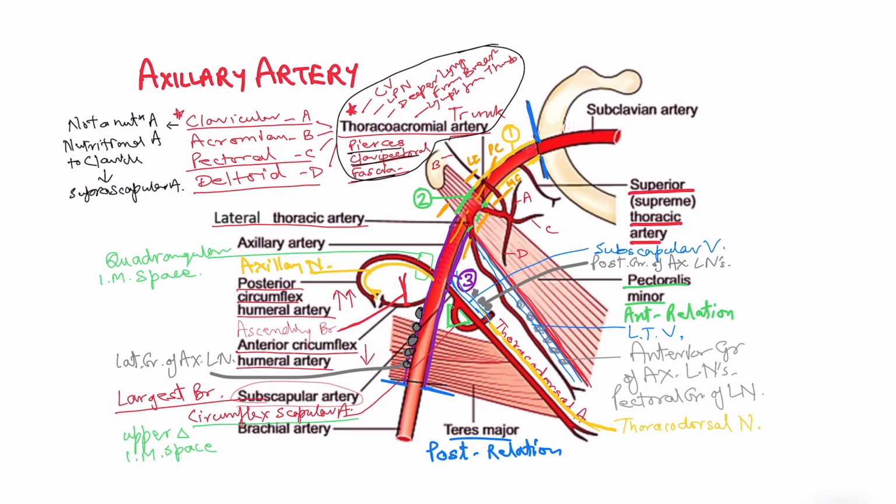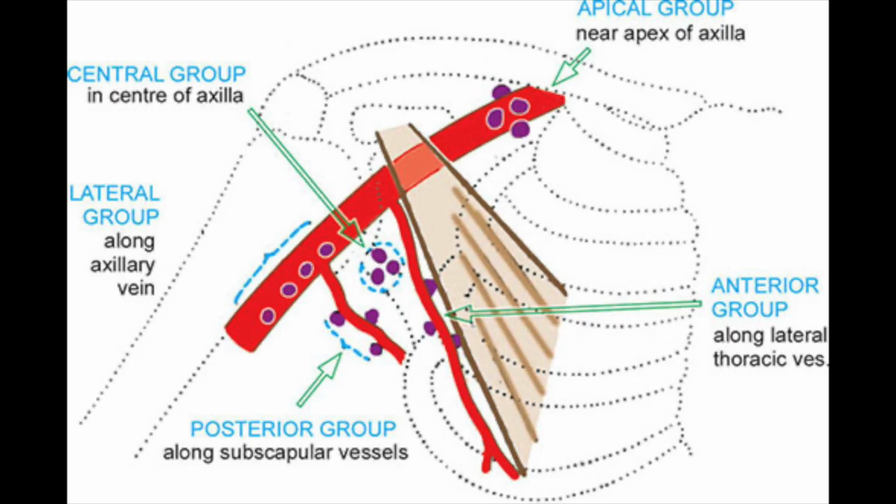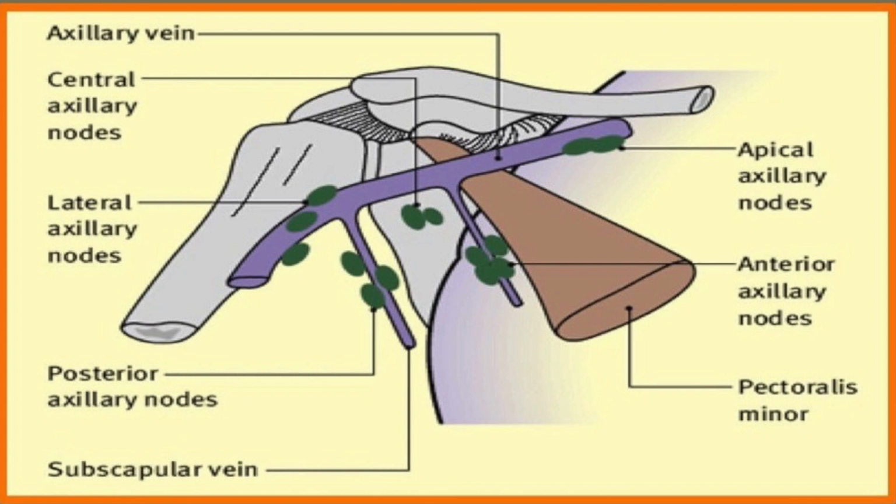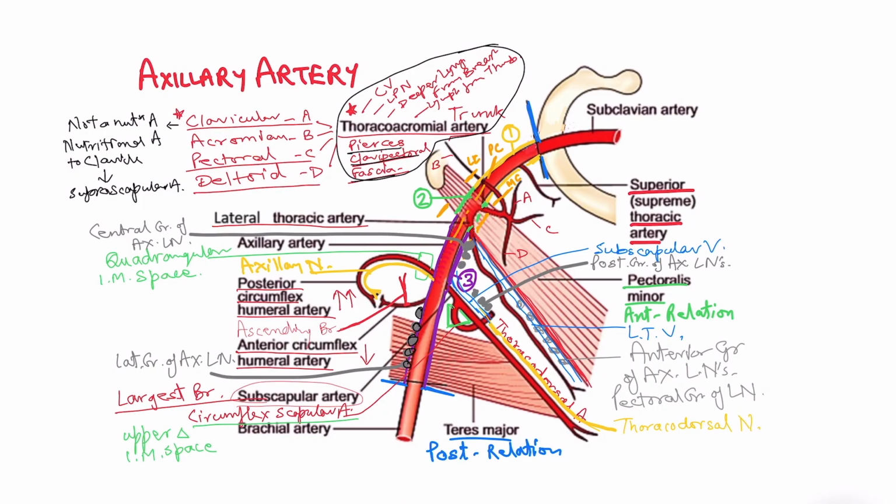Where will you find the central group? Now, the central group will also be in relation to the third part of the axillary artery, but before giving out its three branches. So it's here you will find the central group of axillary lymph nodes. Now what is left is the apical group. Remember, there are five groups of axillary lymph nodes: anterior, posterior, lateral, then central, and above that is the apical group. Now, the apical group of lymph nodes will be in relation to the first part of the axillary artery, somewhere at its commencement here. These are called the apical group of axillary lymph nodes.